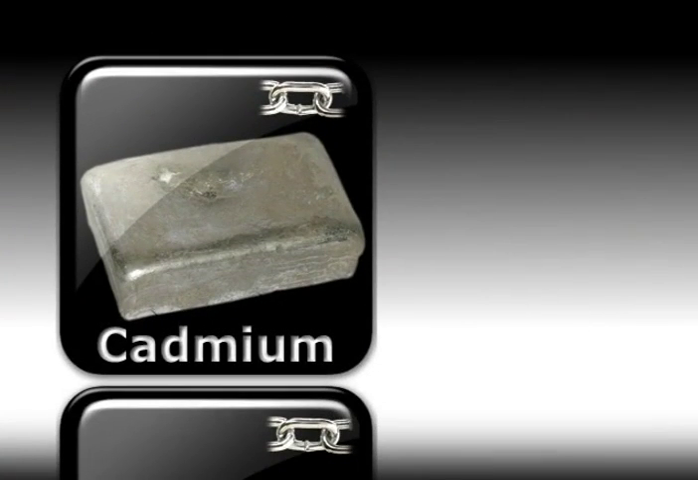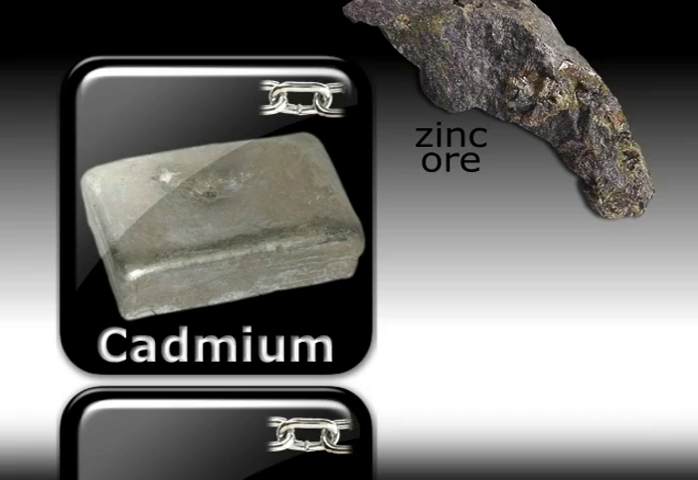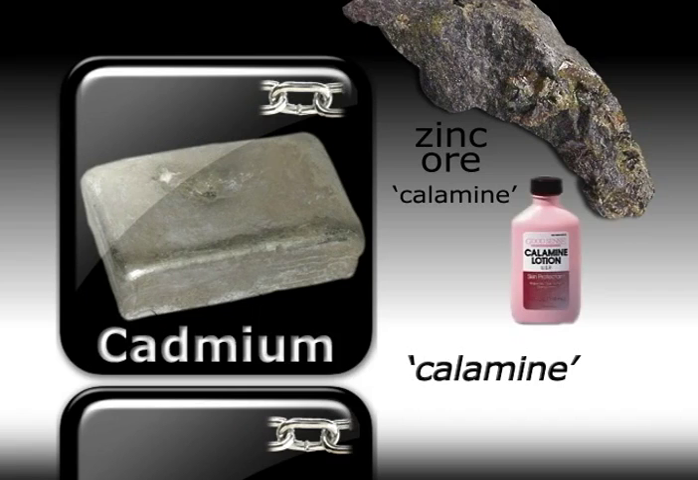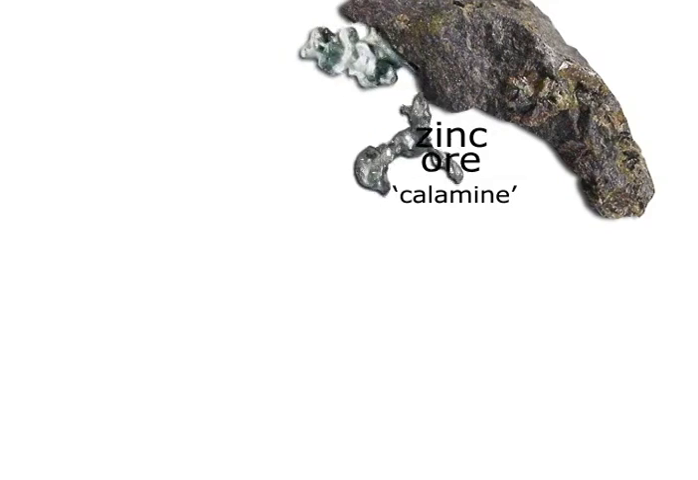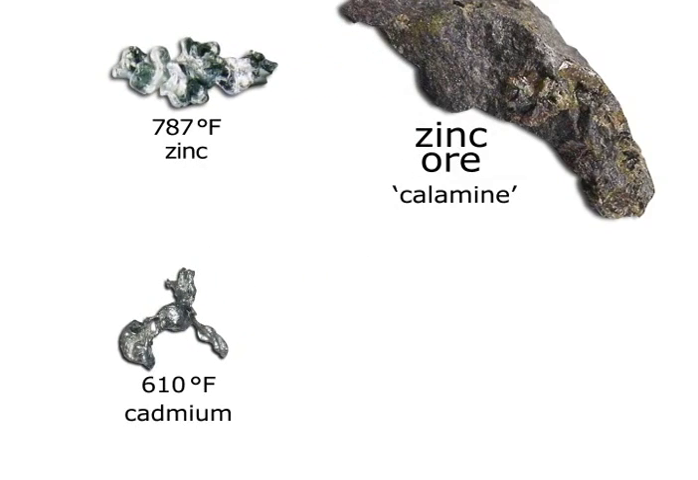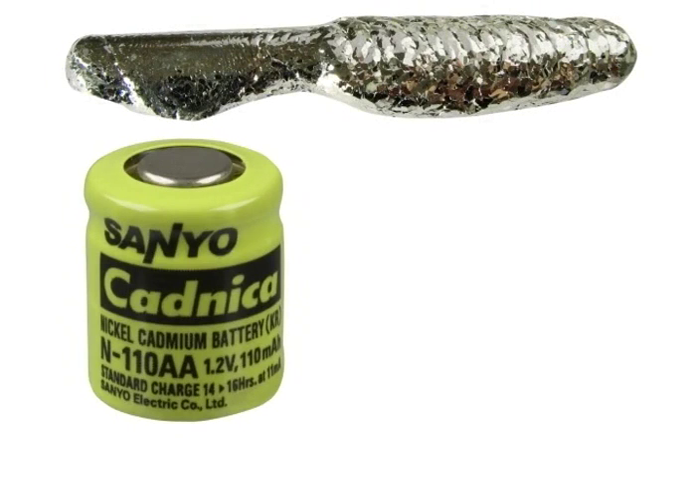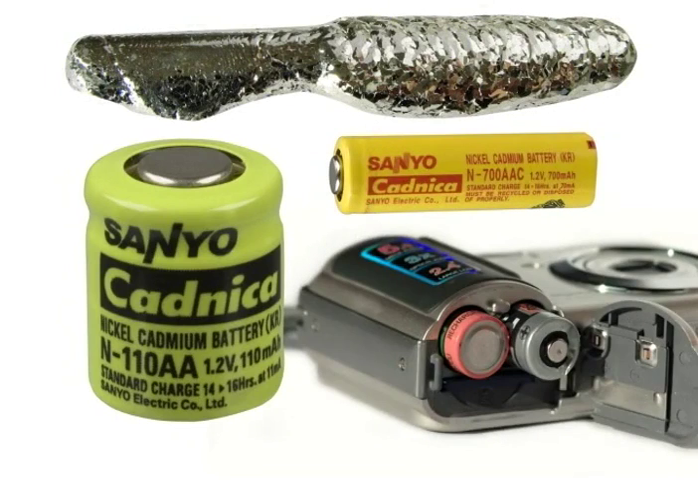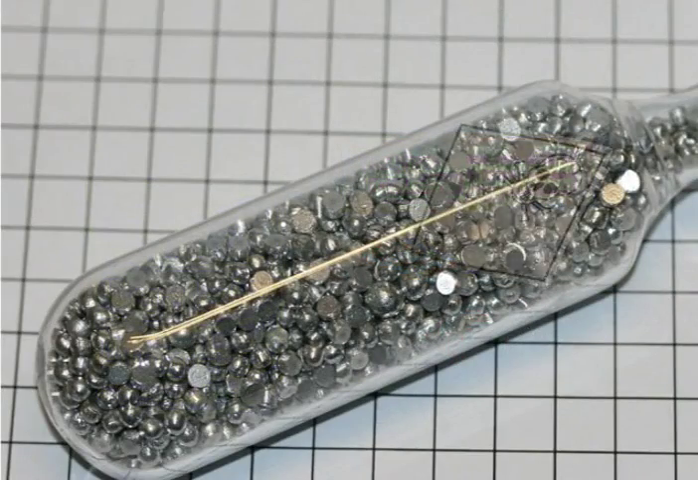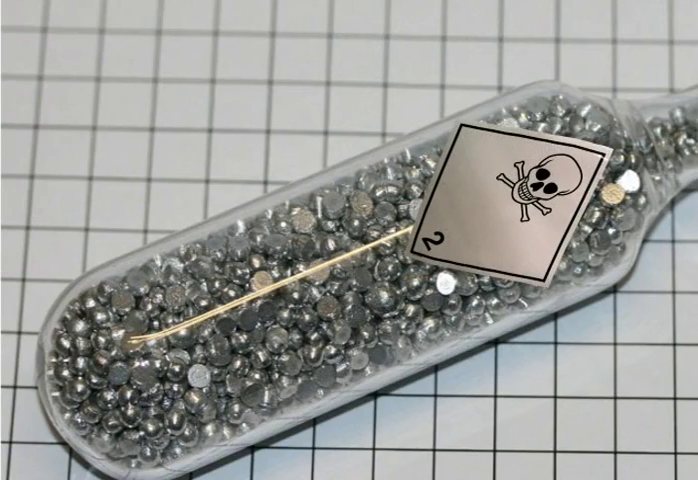Cadmium. Cadmium is mostly found in zinc ores, including calamine, which cadmium was named after. From the same ore, cadmium and zinc melt at different temperatures, providing a way of separating the two metals. By far, the most important use of cadmium is in the production of nickel-cadmium batteries, NiCad batteries, also called rechargeable batteries. Care must be taken when handling cadmium, as cadmium is a known poison.